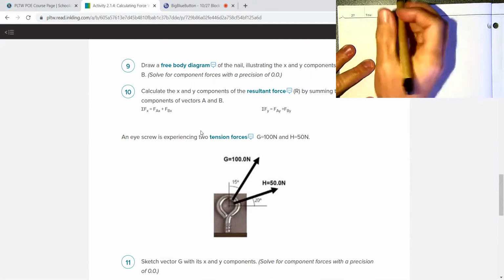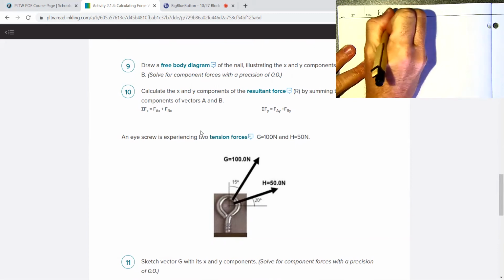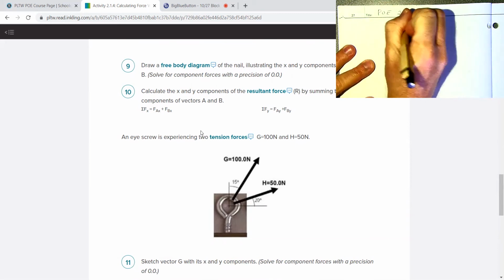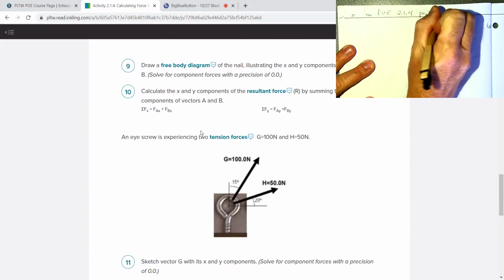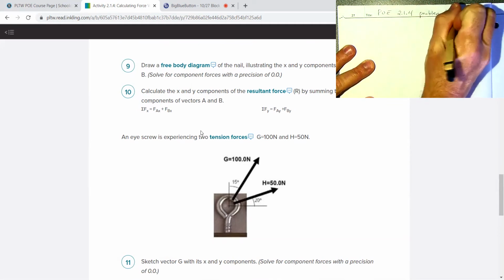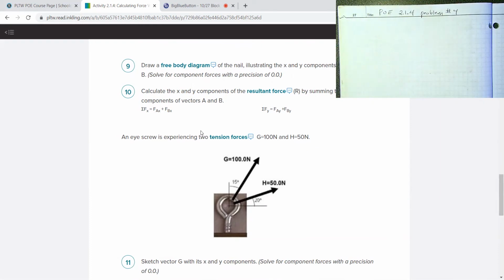This is POE 2.1.4. Problem number 4, I'm calling it. I don't know what step it is. But anyway, when you look at a problem like this, all I care about is solving everything.